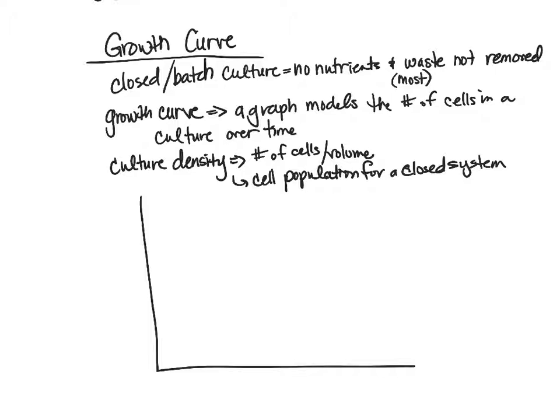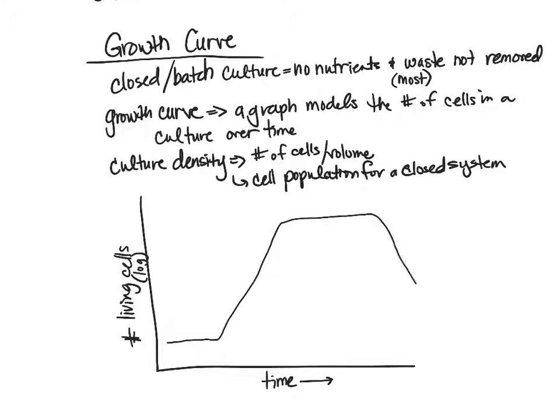But let's take a look at our growth curve first. On one side here, we have the number of living cells, and this is logarithmic. And then on this side here, we have time. So our growth curve is going to look something like this, where we start out pretty flat, and then we increase exponentially, and then we plateau a bit, and then we decrease exponentially. Then we're going to talk about each of the steps in this process.